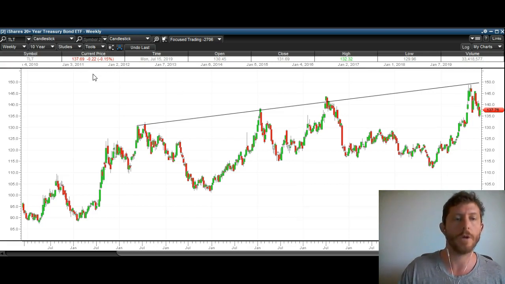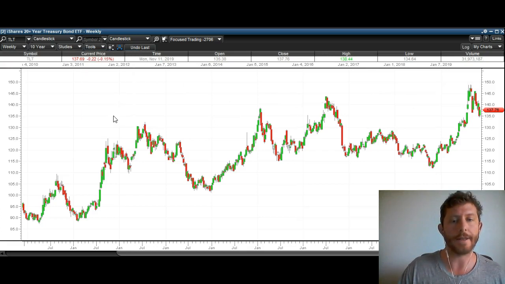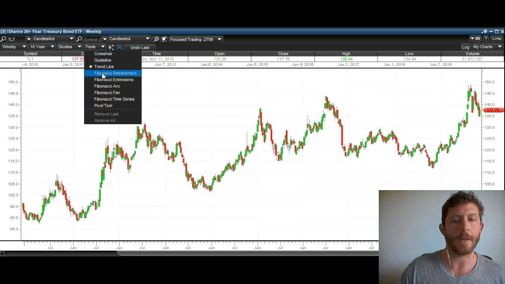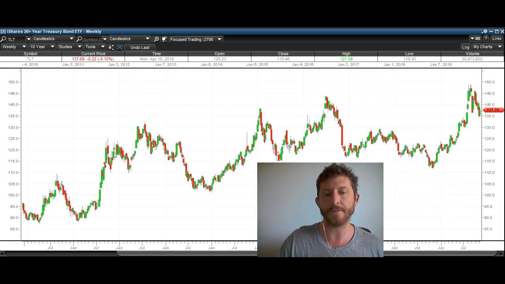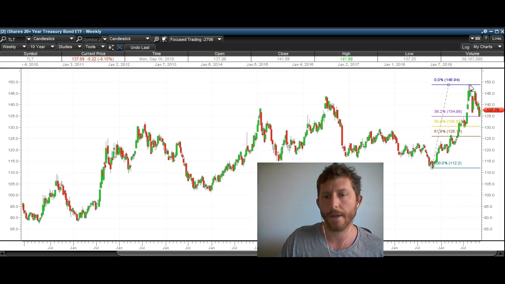Now I'm going to delete that, and I'm going to draw the Fibonacci retracement level from this major low, where the run started, to that high right there. As you can see, just recently, that's exactly where we hit that 38.2 Fibonacci retracement level, right around 135.